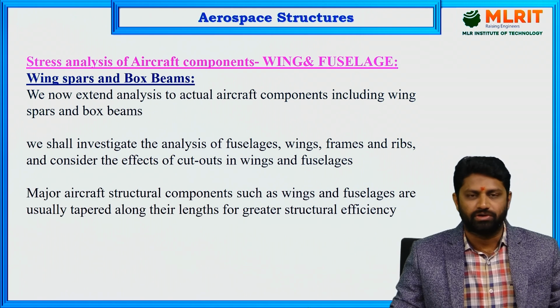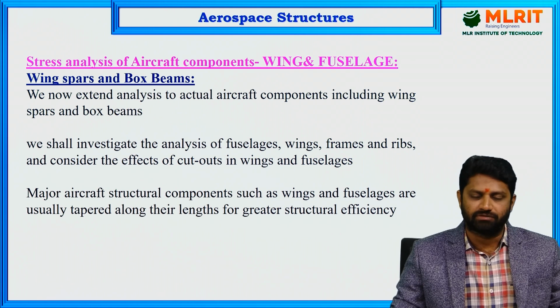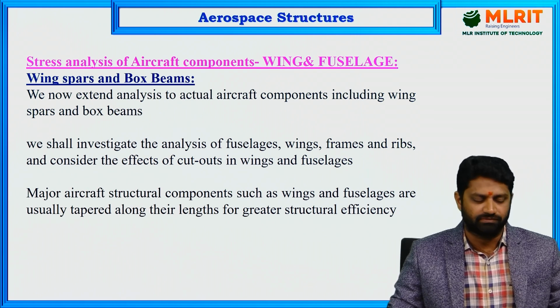So now we are going to extend analysis to actual aircraft components. Whatever we studied from Unit 1 to Unit 4, now we are going to extend the analysis to the actual aircraft components, including wing and fuselage. And presently we are seeing about wing spars and box beams. So we shall investigate the analysis of fuselage, wings, wing frame, fuselage frames and wing ribs, and consider the effect of cutouts in wings and fuselage.